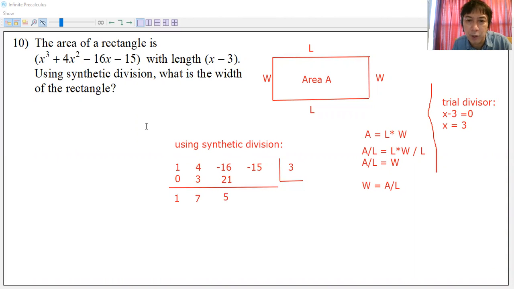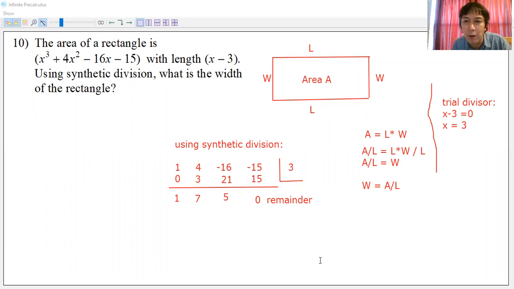And then the next product is 5 times 3, which is 15. So the next product will be written below the negative 15. So here's our positive 15. All right. And so here's our fourth addition, negative 15 and the positive 15 results to a 0. So we have a 0 remainder there.